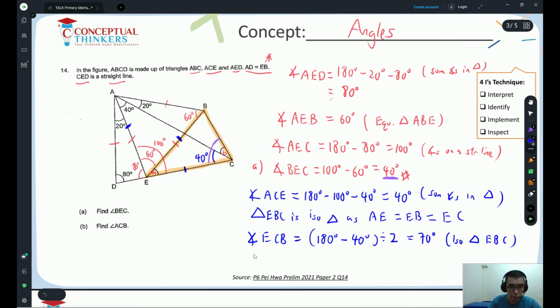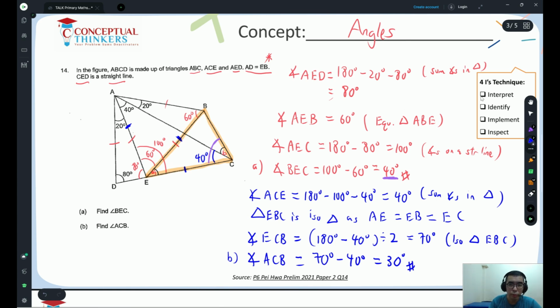Okay, so lastly we can straight away find our part B answer, which is our ACB. Since the whole purple angle here is actually 70 degrees, we can find our angle ACB by taking 70 degrees minus away 40 degrees. So the final answer here will be 30 degrees.